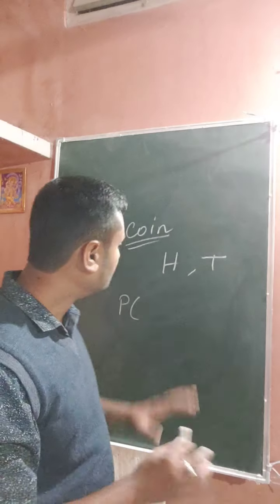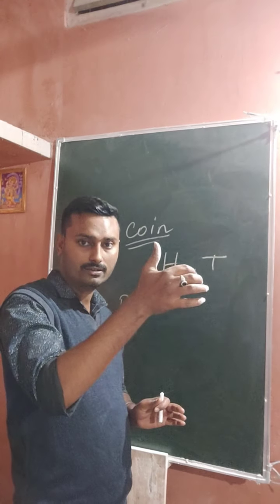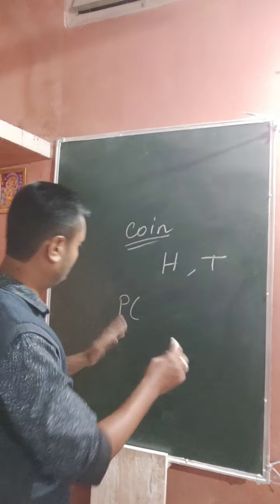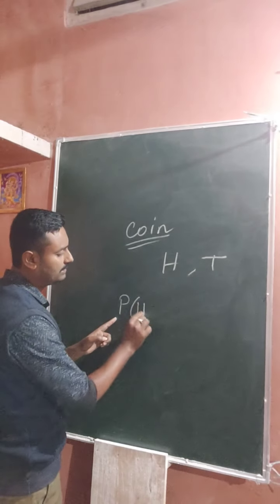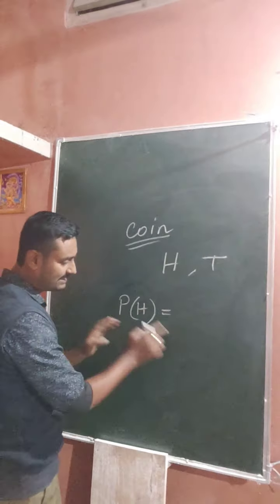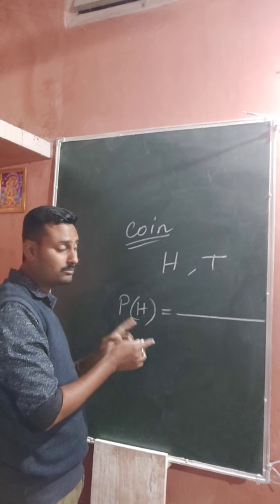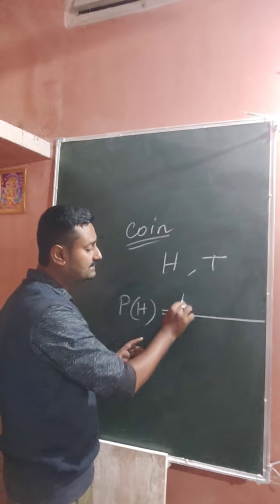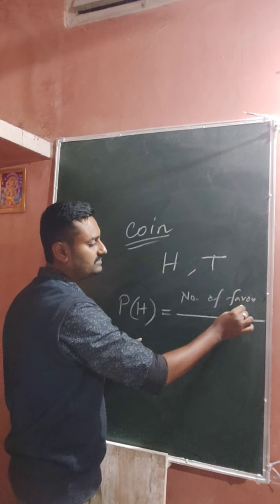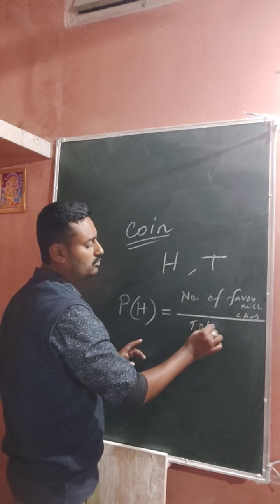Clear? So suppose we take an example. Suppose we toss a coin. The question is, what is the probability of getting a head? So this is the probability, and using brackets we write head. Now don't focus on this, just focus on the fraction. Already we discussed what probability is: number of favorable cases and total number of possible cases.